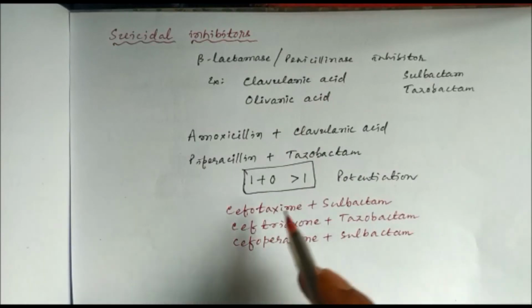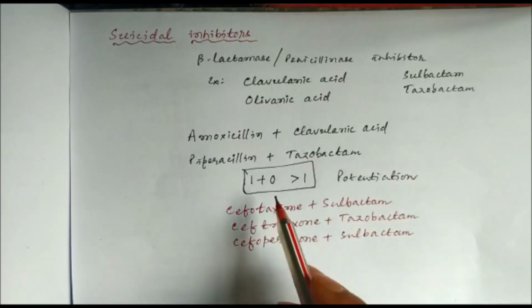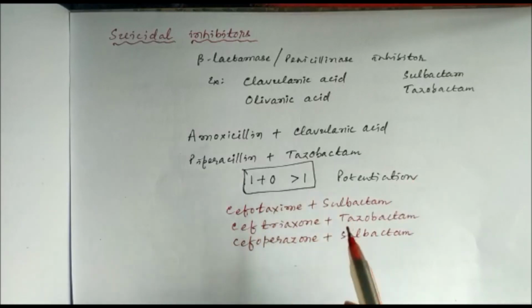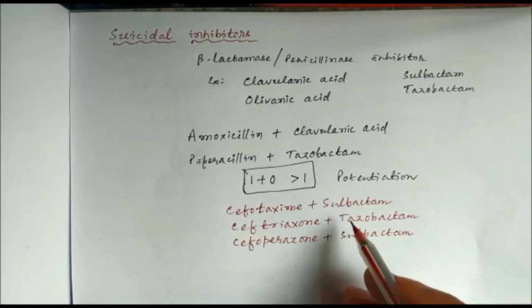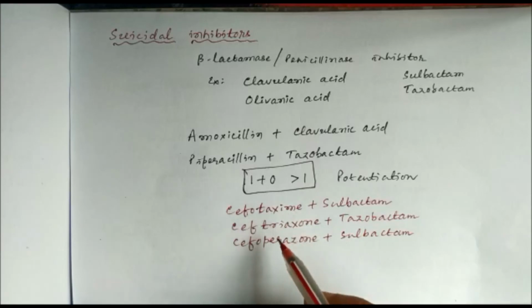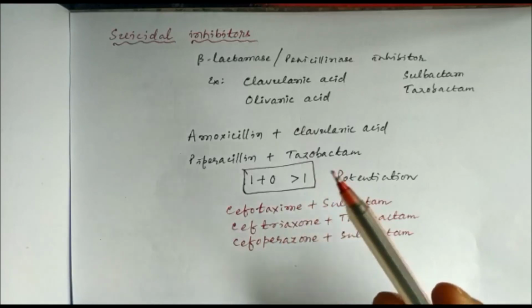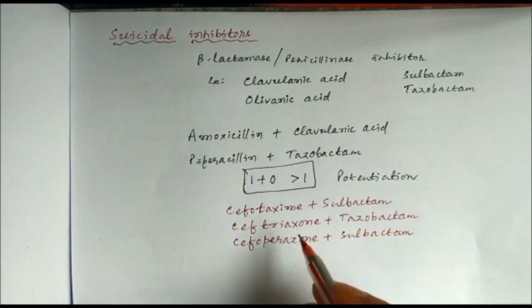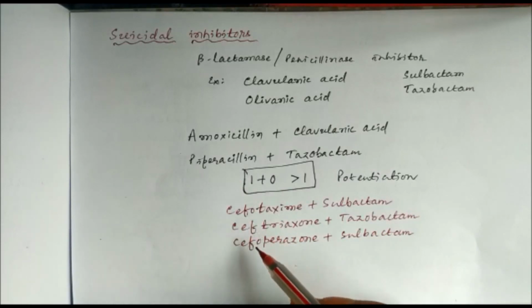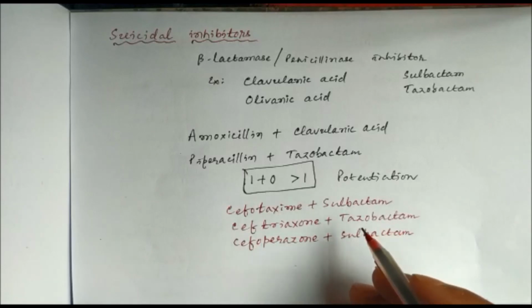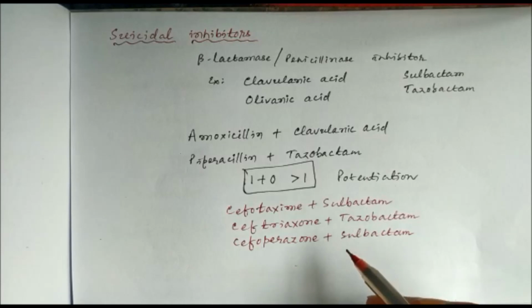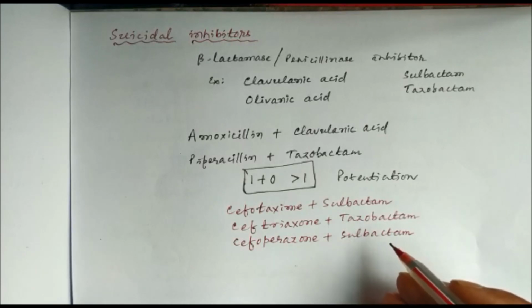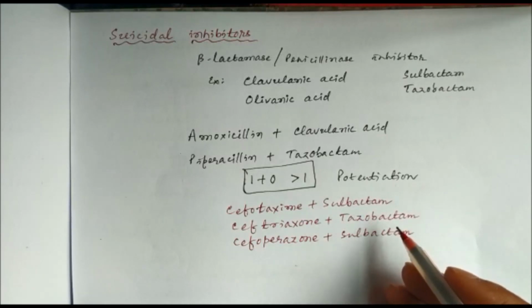So these are examples of potentiation, that is 1 plus 0 is greater than 1. Here the sulbactam or tazobactam is 0 and the cephalosporin antibiotics have action 1, and when they are combined the action of the antibiotics increases because the beta-lactamase is inhibited by suicidal inhibitors like sulbactam or tazobactam. So this is an example of potentiation.